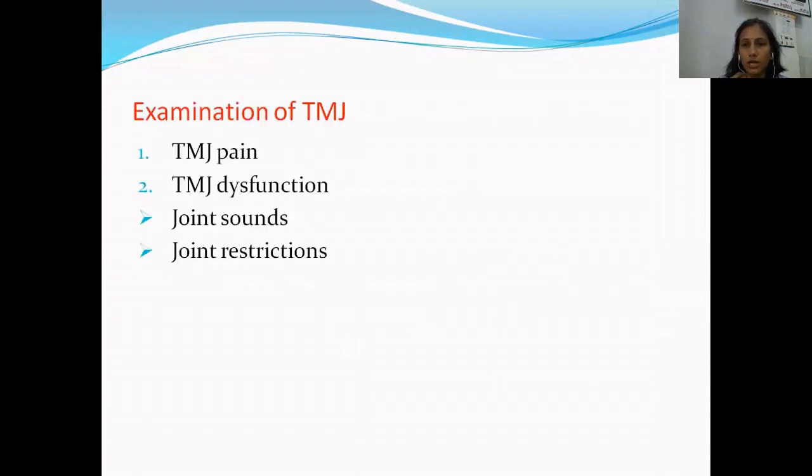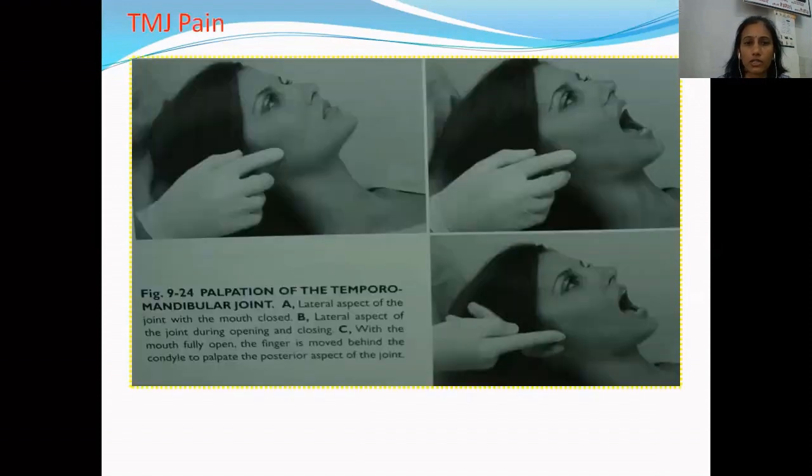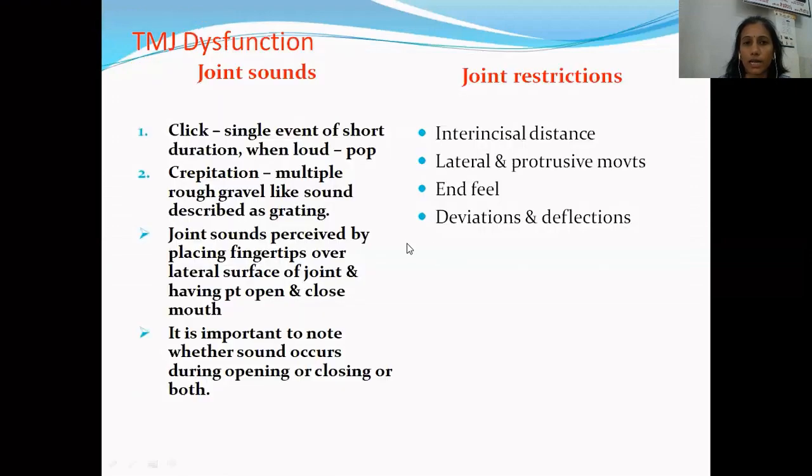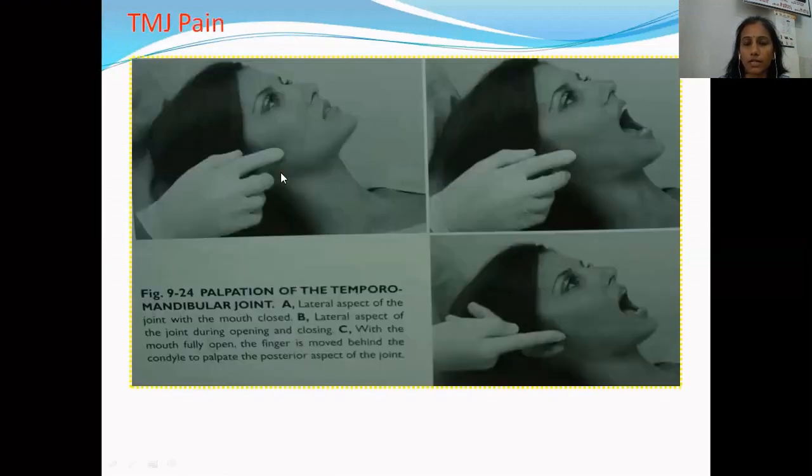Though I have just told you about the exam, once you come to the clinic, we will show it by palpating also. Okay. So next is the examination of the temporomandibular joint. For the joint, you should evaluate pain, dysfunction, sounds and the restrictions. This diagram shows from the lateral side how we will be examining the TMJ.